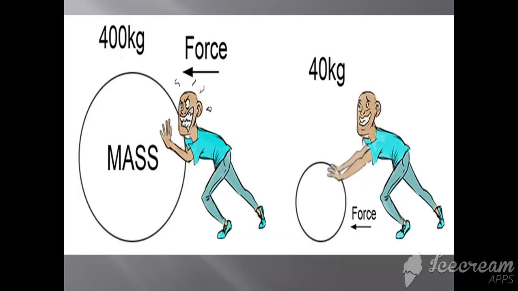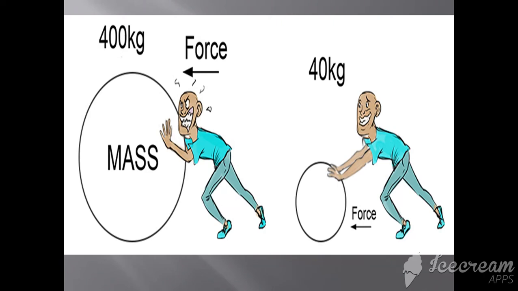If you see the picture, there are two balls. One is of 400 kg and one is of 40 kg. Now, if I apply a force of, let's say, 40 Newton on both the balls, in which ball would acceleration be maximum? The answer would be the ball having less mass. This was Newton's second law.